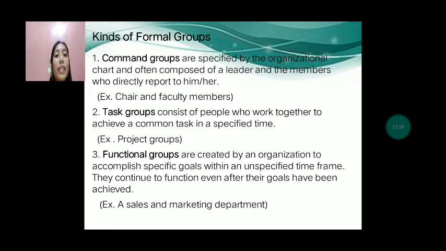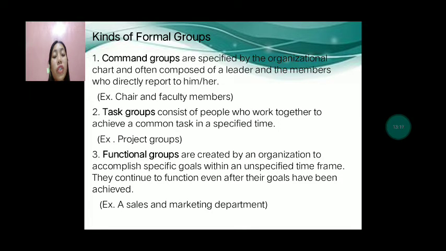Then number 2, task groups. From the word task, those are the people who work together to achieve a common task in a specified time. So in task group, there is no longer a leader and member. It only depends on the rules of a group if they will vote for their leader or come up with a leader to guide them. For example, a project group. All of them are involved since they have a common task to achieve.